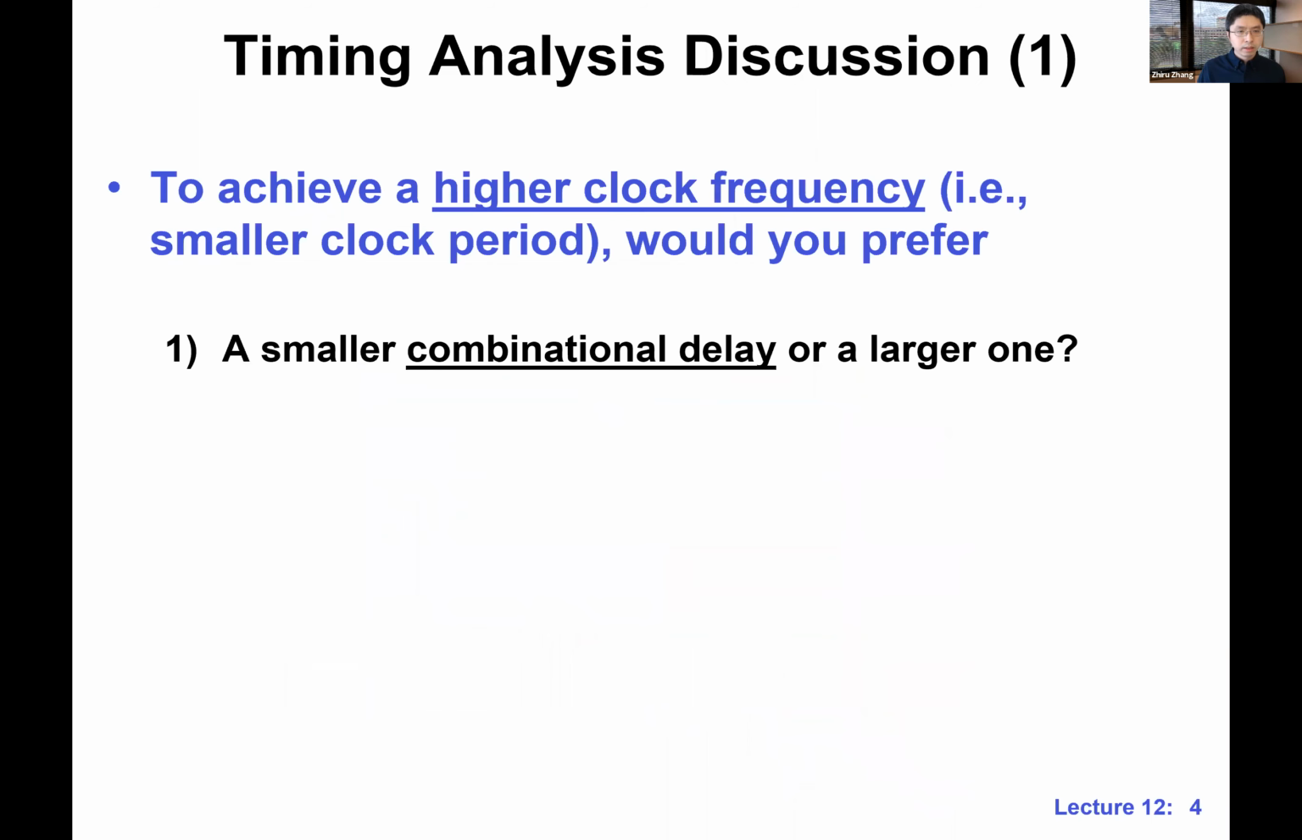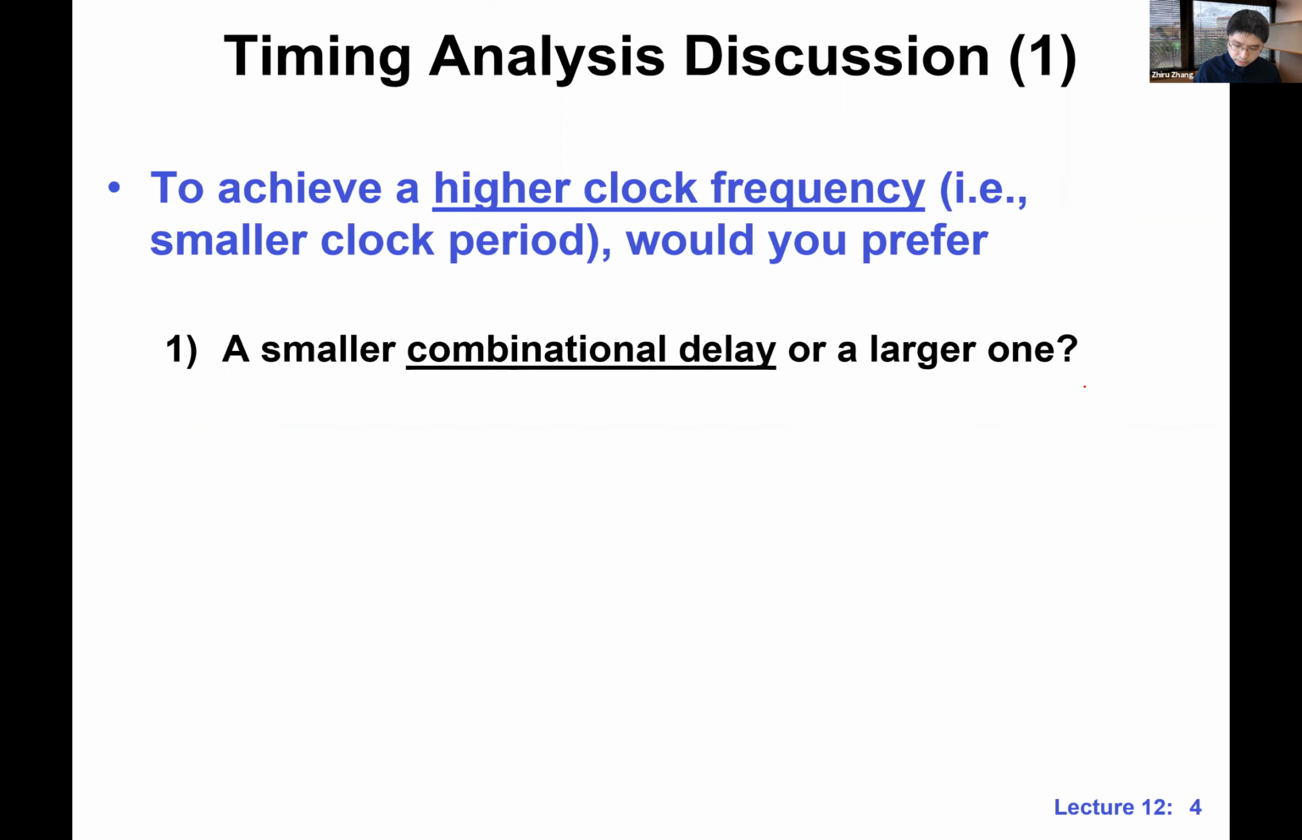And let me ask you a few more questions. First, this is a refresher for some of the concepts we covered last time. Also, hopefully this will lead to some interesting discussions. All right, so here's my goal. I want to achieve a higher clock frequency, basically a smaller clock period, or smaller cycle time. Assuming that I can tweak these parameters, do you think I would want a smaller computational delay or a larger one, if you want to get higher clock frequency? Smaller or larger?